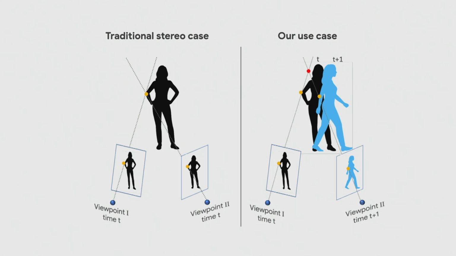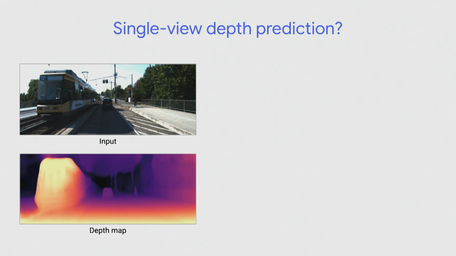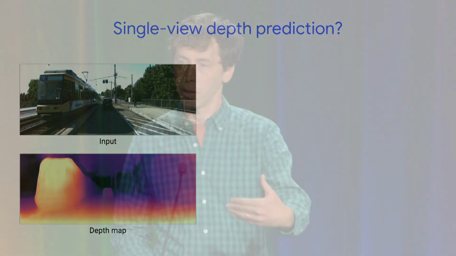So this makes it difficult to use multiple frames of a video when there are moving objects. So what can we do? Well, in desperation, we can look at single view depth prediction. This is the most limited input case you can imagine for this problem. You just have an image, a photograph, and you have some method that produces the depth map. That's the picture below. Again, yellow is closer to the camera, dark is further from the camera.